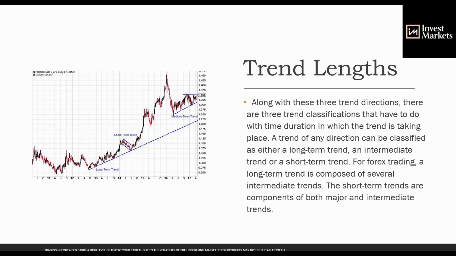Now, along with these three trend directions, there are three trend classifications that have to do with the time duration in which the trend is taking place. A trend of any direction can be classified as either a long-term trend, an intermediate-term trend, or a short-term trend. For Forex trading, a long-term trend is composed of several intermediate-term trends. So here we have the longer-term trend. In other words, here's when we went back and looked at our longer-term chart. In between that, we had short-term downtrends, and we have medium-term uptrends.